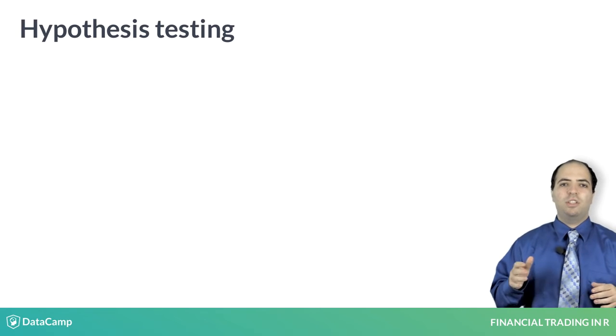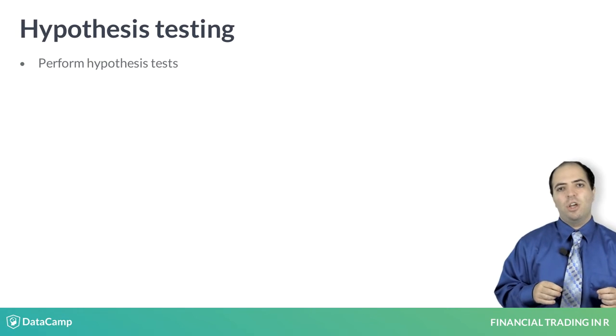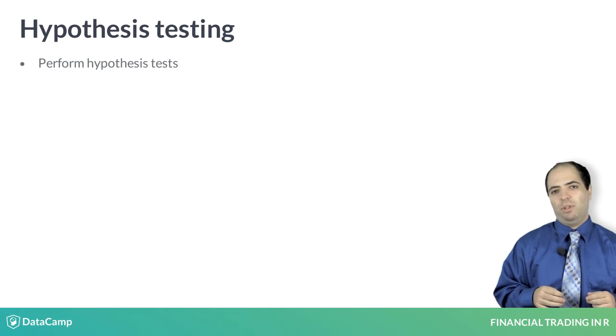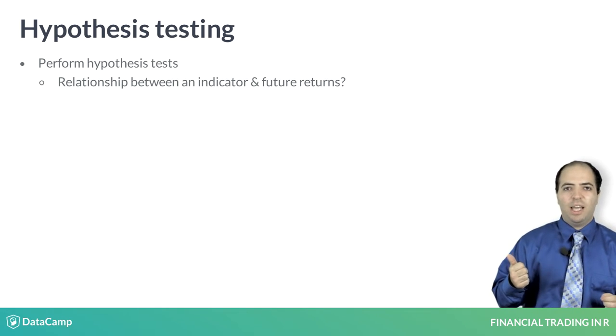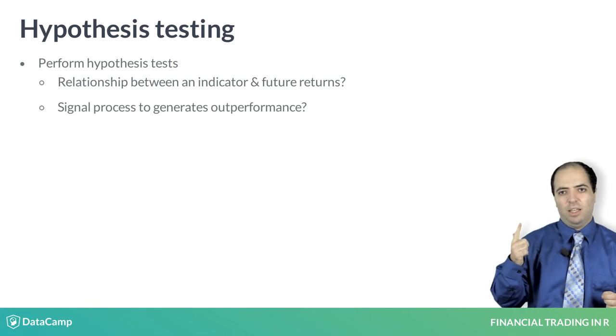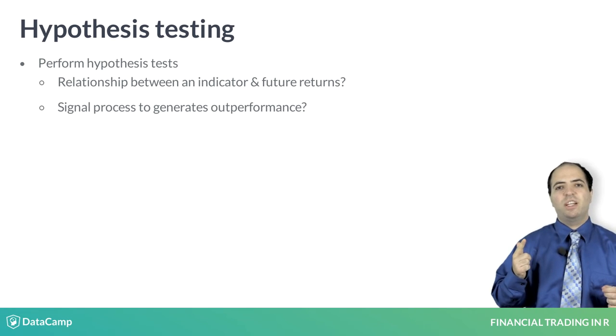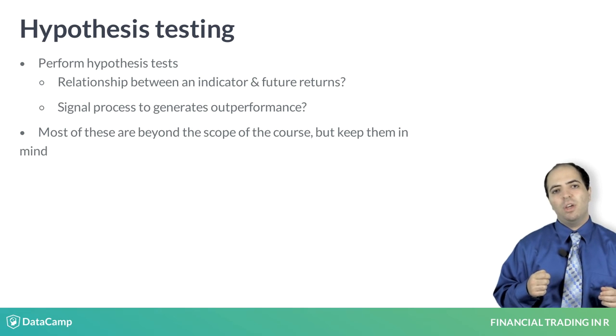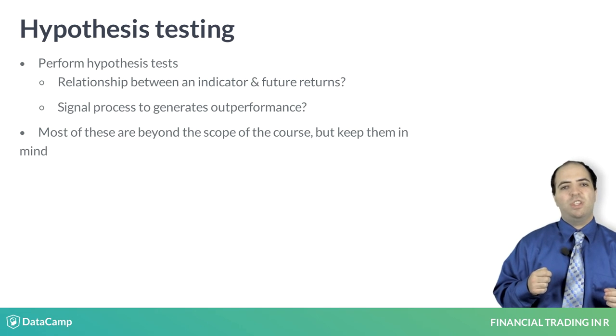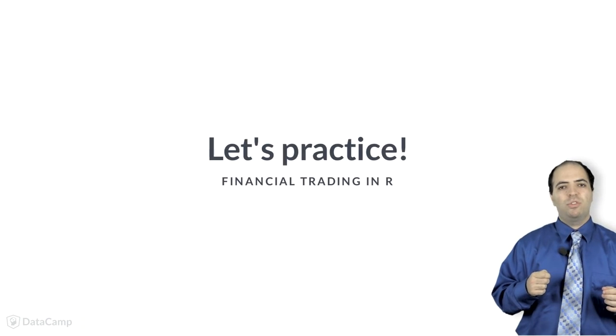Lastly, one can conduct statistical hypothesis tests to determine whether or not the following properties are true. First of all, is there a relationship between an indicator and future returns? Secondly, is there statistical evidence for the signal process to generate outperformance against some benchmark? While QuantStrat's built-in mechanics to protect against overfitting are beyond the scope of this class, these are nevertheless important things to keep in mind. Let's move on to some exercises.